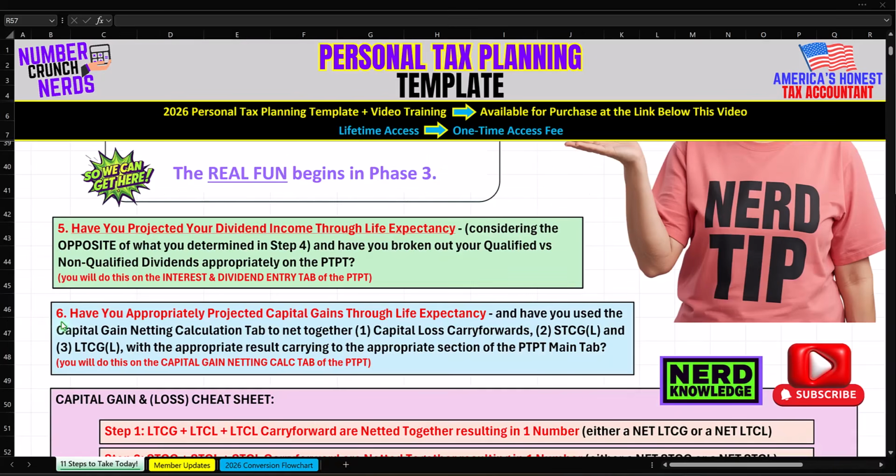Okay, action step number 6, have you appropriately projected capital gains through life expectancy? And have you used the capital gain netting calculation tab to net together number 1, capital loss carry forwards, number 2, short-term capital gain or loss, and number 3, long-term capital gain or loss, with the appropriate result carrying to the appropriate section of the personal tax planning template main tab. And also note that you will complete this process on the capital gain netting calc tab of the personal tax planning template.